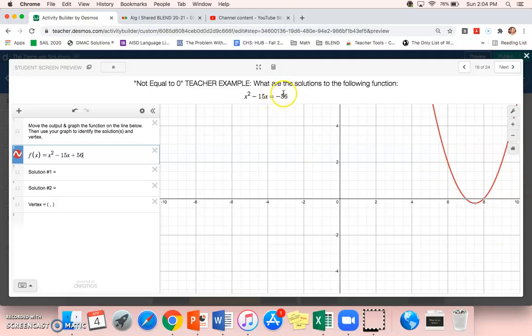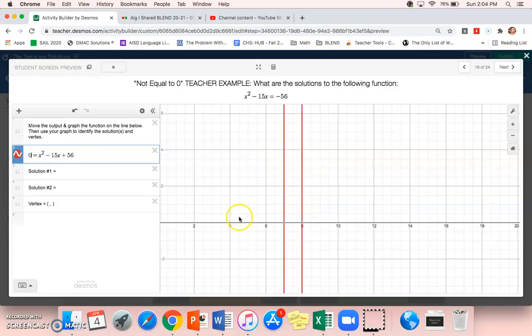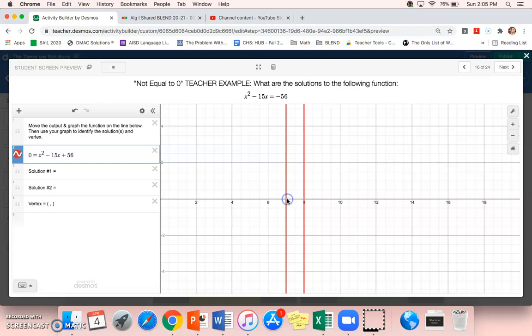Now, we talked about this number being 0. What that means is the output is 0. Watch what happens to the graph. Let me just move it over here. If I change this, instead of saying f of x, I just say I want my output to be 0. You'll notice it graphs the solutions. It doesn't graph the actual quadratic. These are just two lines showing us where x could be a solution. So it's 7 and 8. So I can actually write that down, 7 and 8.